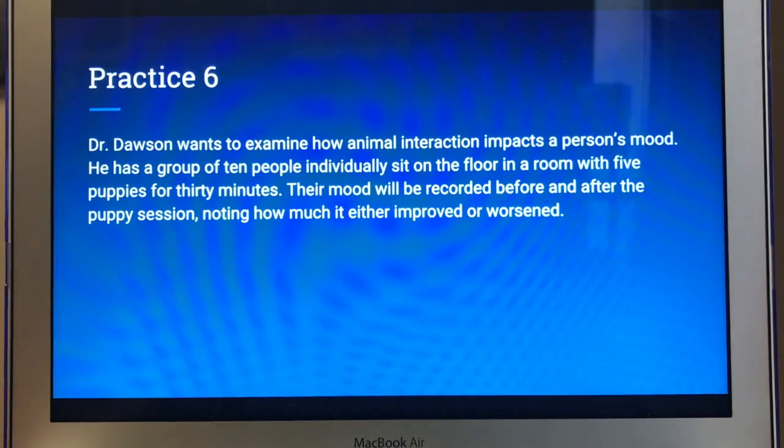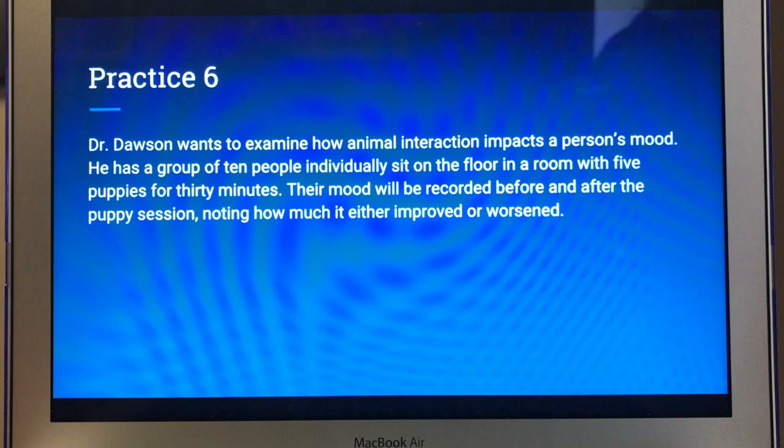For practice 6, we've got Dr. Dawson, who wants to examine how animal interaction impacts a person's mood. He has a group of 10 people individually sit on the floor in a room with 5 puppies for 30 minutes. Their mood will be recorded before and after the puppy session, noting how much it either improved or worsened.